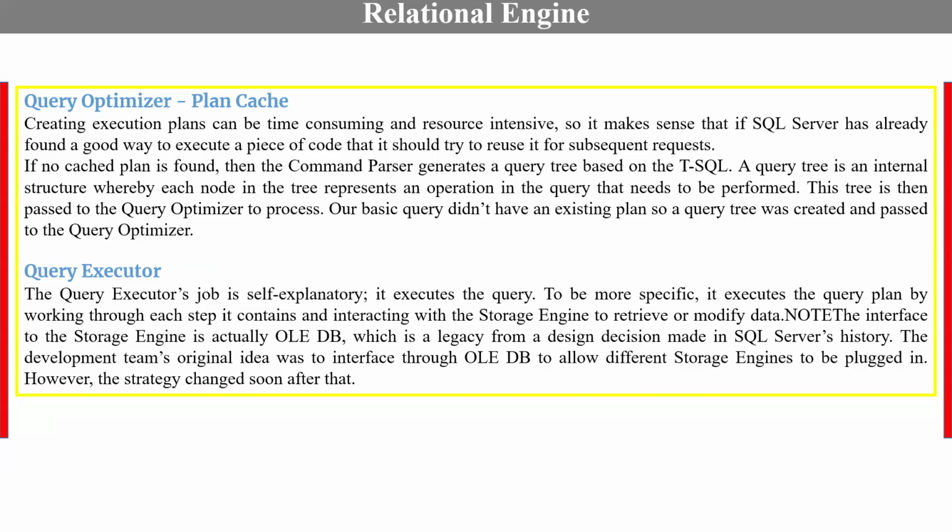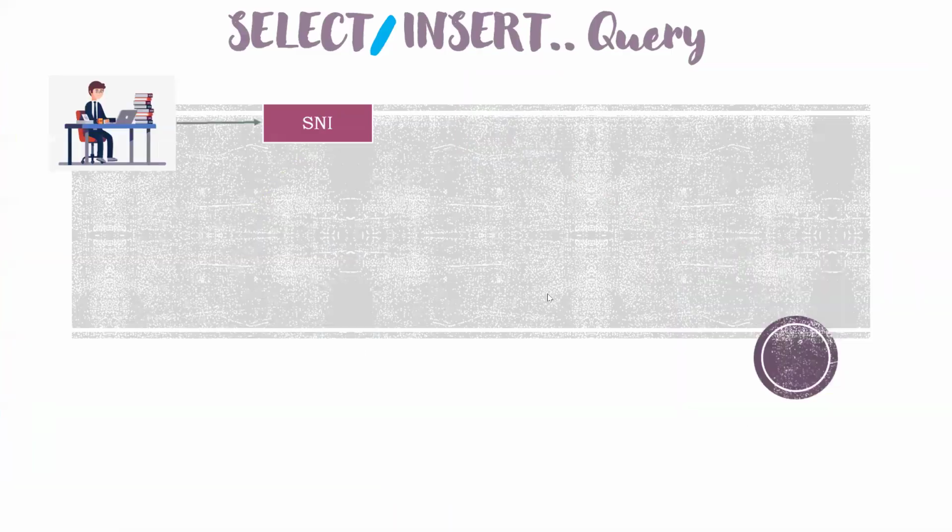Now, once the plan is ready and goes to the executor, it wants to execute on the data, but there is no data in the relational engine. Now what will it do? The executor will send a request to the storage engine via an OLE DB connection. In the background, it establishes the connection using OLE DB, and it makes a bridge between your relational engine and storage engine.